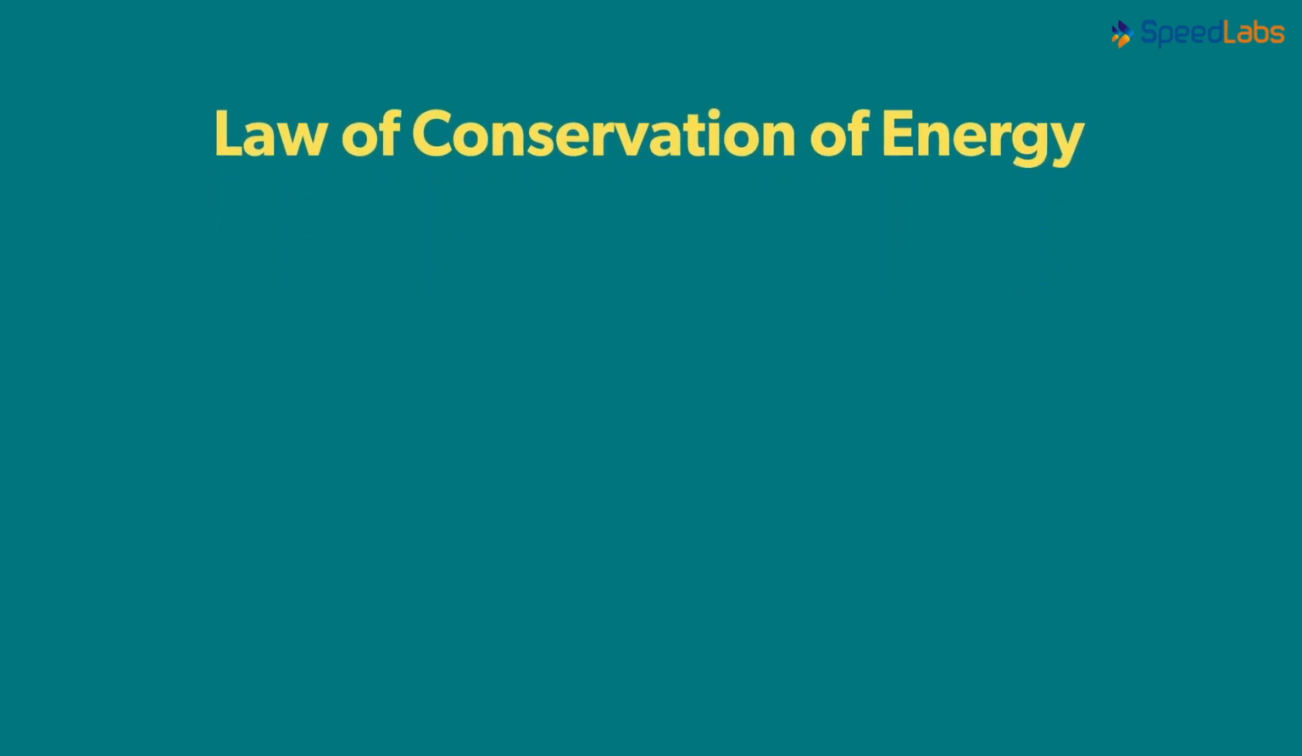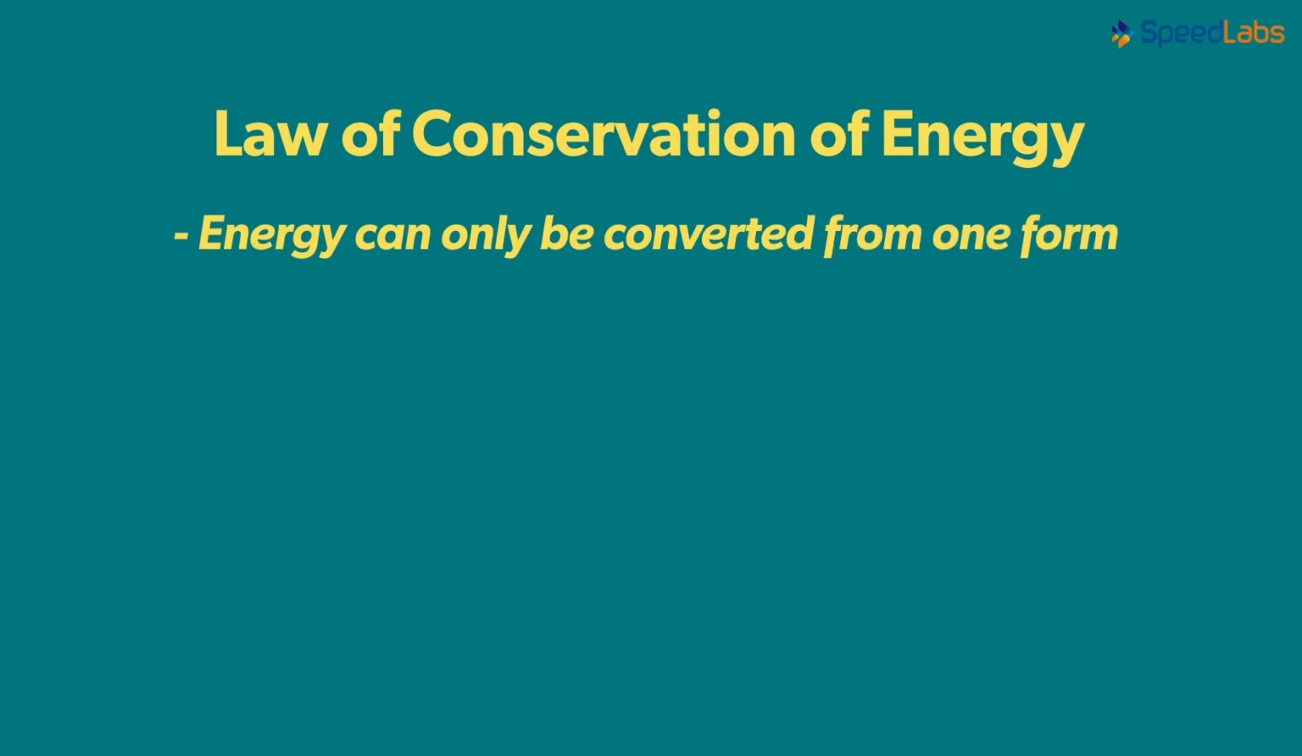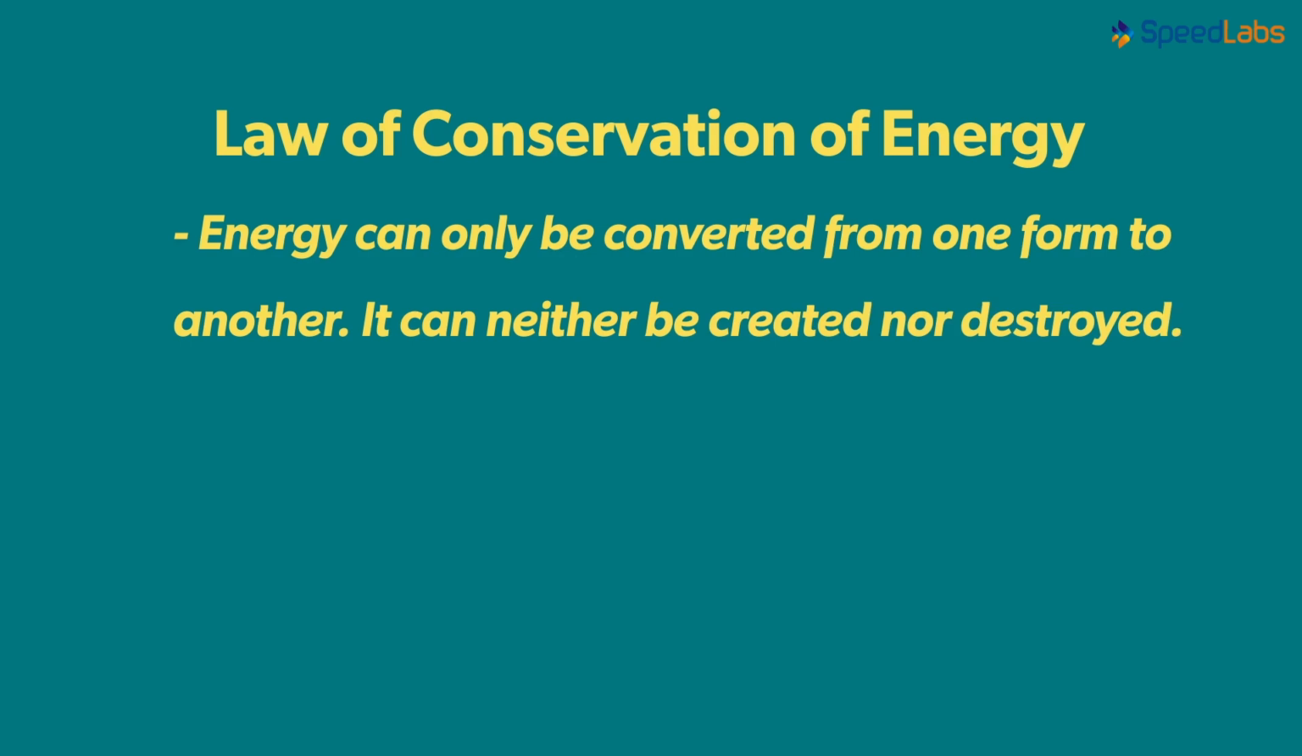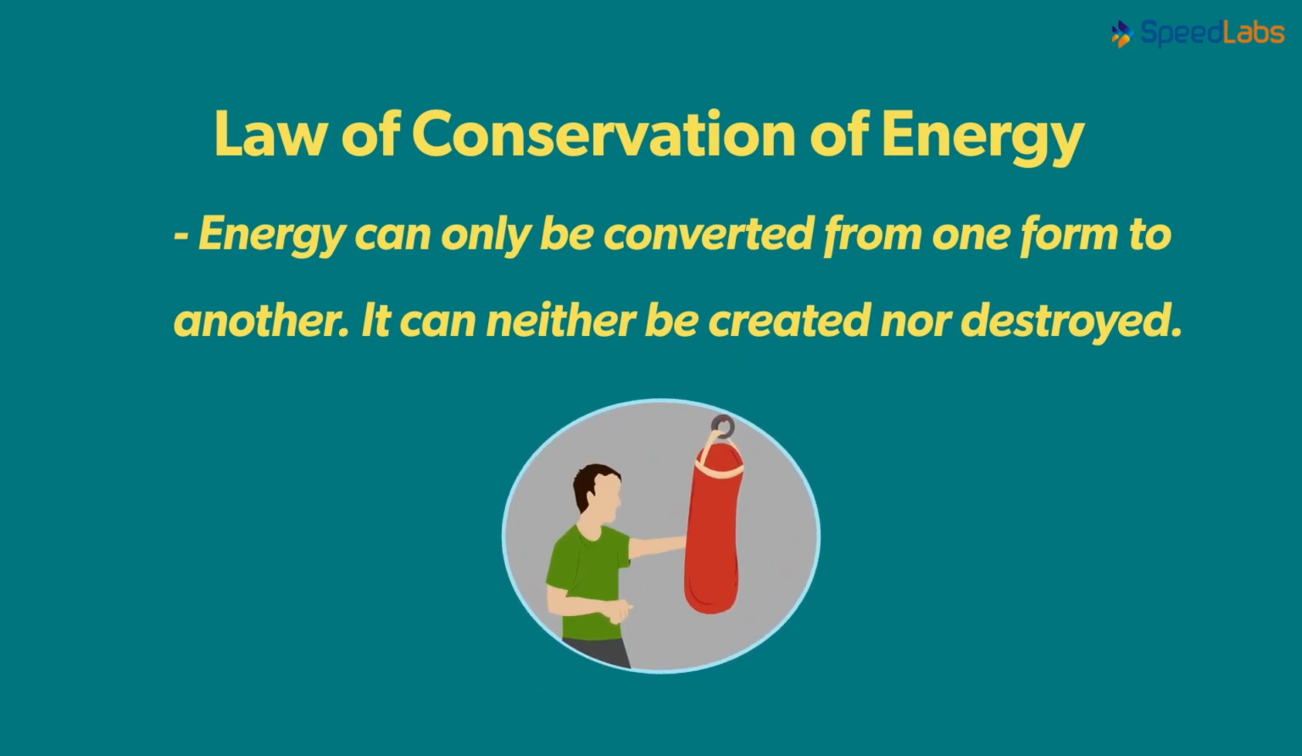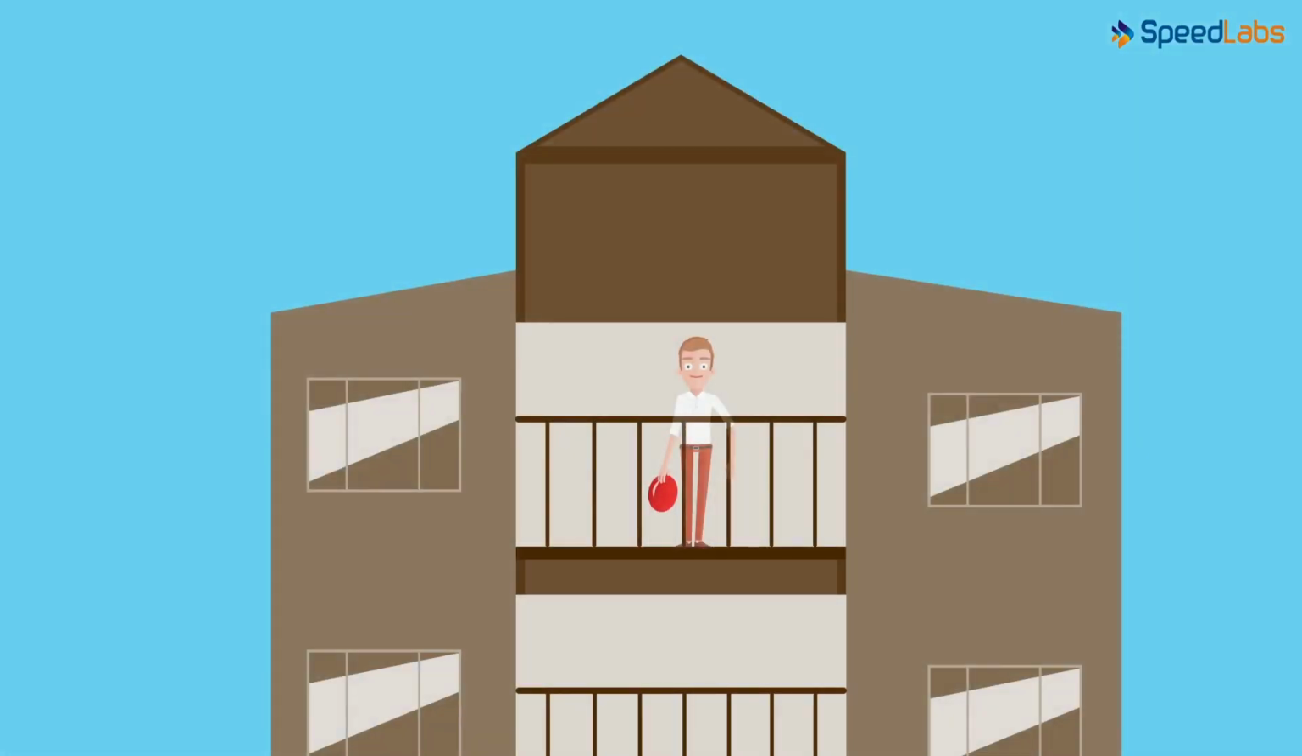What does the law state? It states that energy can only be converted from one form to another. It can neither be created nor destroyed. The energy that you produce from your fist transfers to the bag, and the bag uses that energy to move away from your fist. This law can be applied to any type of situation. Let's try out an example.